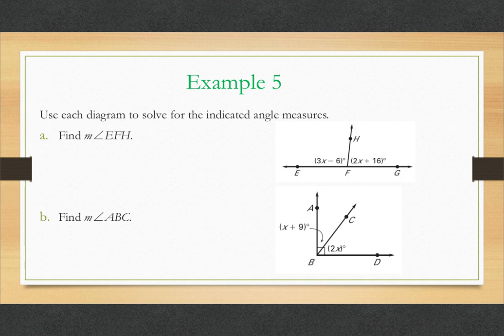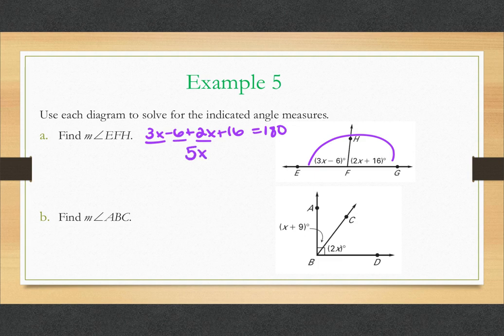All right, last example of the video and the section. Use each diagram to solve for the indicated angle measurements. So in A, you've got two angles that form a straight angle, which means they add up to 180. 3x minus 6 plus 2x plus 16 equals 180.